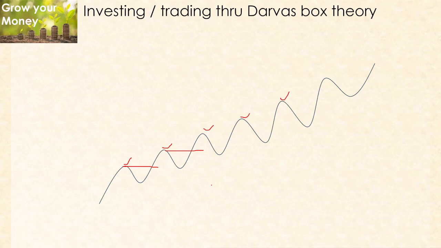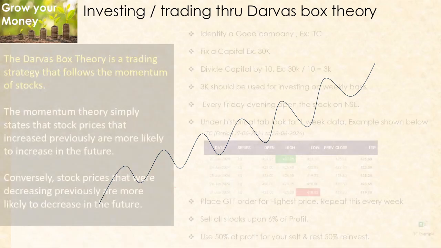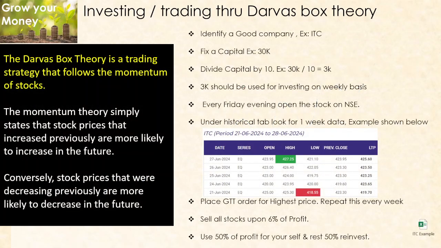If it is coming down, your trigger will not work and your amount will be safe as it is. Okay, let's try to understand how we can do this one. Here I'm giving an example of ITC again. We identified the capital as 30K, and for each investment, each week, we identified 3K that we would be investing in this one.